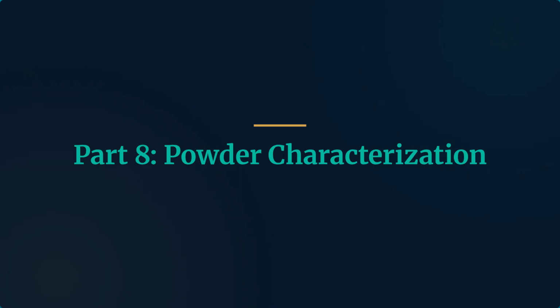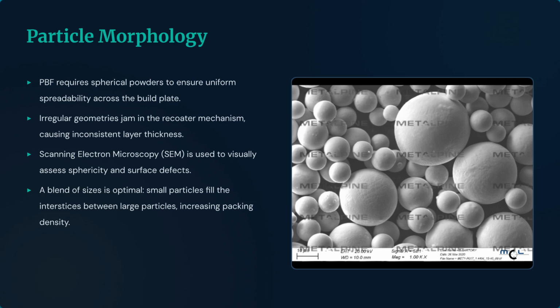Finally, we conclude by discussing powder characterization. Properly assessing feedstock is essential for maintaining quality control and achieving consistent results. Understanding particle morphology is key. Spherical powders are essential for flow, while a calculated blend of particle sizes improves packing density during the printing process.